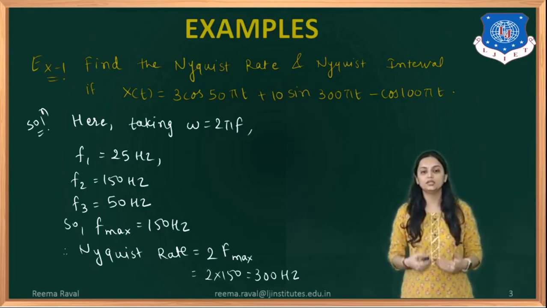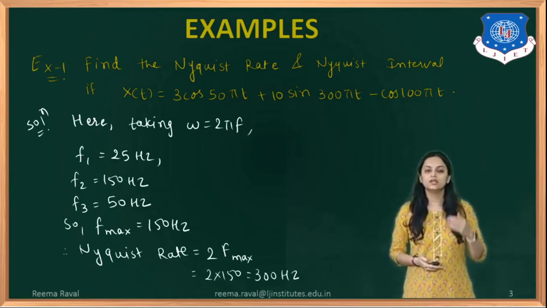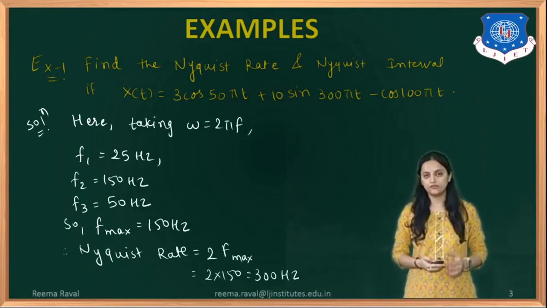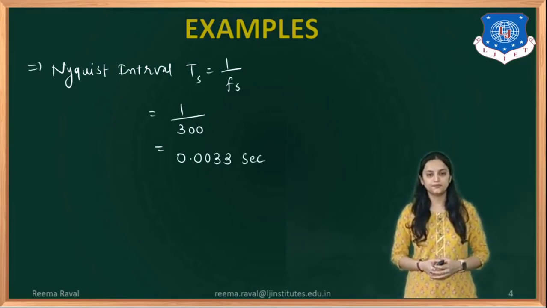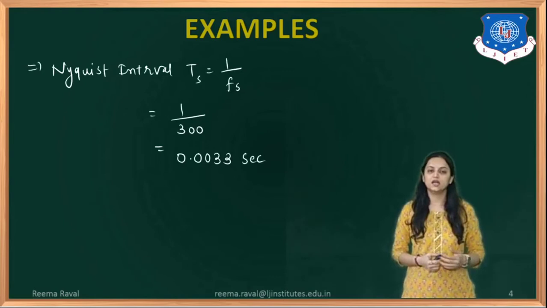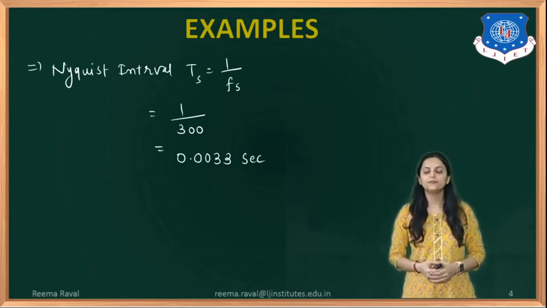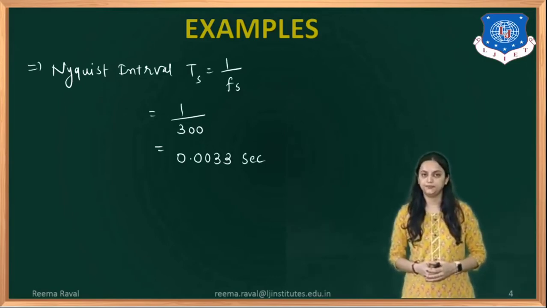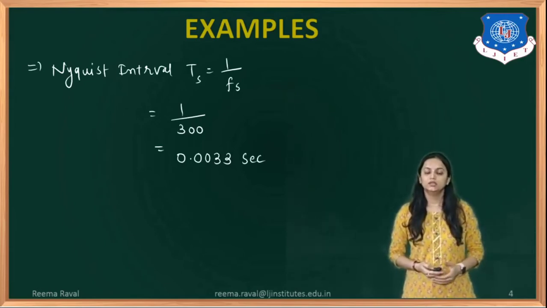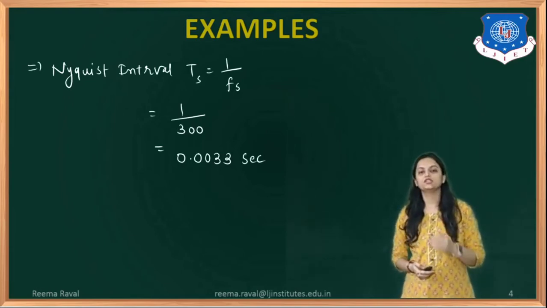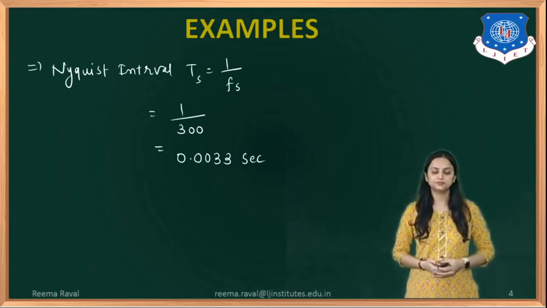Now how can we find out the Nyquist interval? Nyquist interval is the inverse of the Nyquist rate. That means the Nyquist interval Ts is given as 1 by Fs. So here we have Fs, that is 300 Hz. If you place that value in this, we will get 1 by 300, that is equal to 0.0033 seconds. You can convert it into milliseconds as well. Now, this is how you can find out from the equation the Nyquist rate and Nyquist interval.